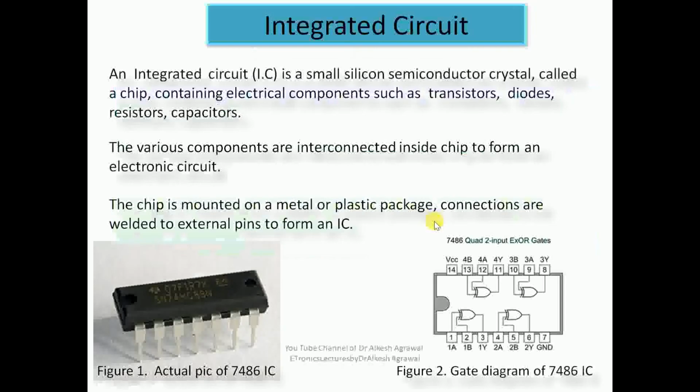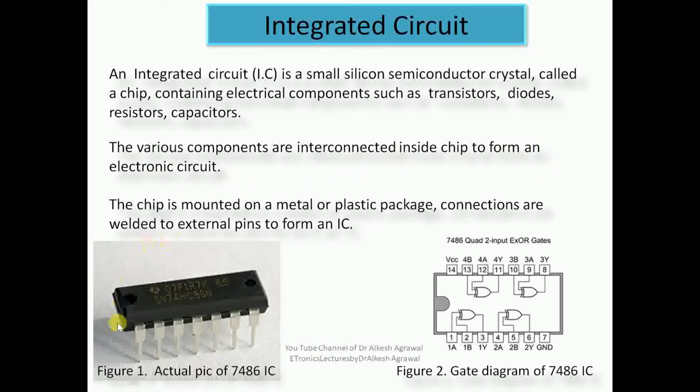So let us discuss the basic definition of an integrated circuit. It is also abbreviated as IC. So an IC is a small silicon semiconductor crystal, also known as a chip. This chip contains different electrical components that include transistors, diodes, resistors, and capacitors. These electrical components are interconnected inside the chip, forming an electronic circuit.